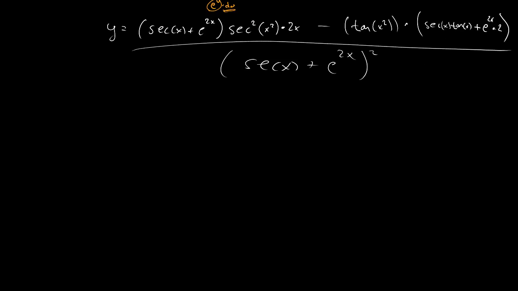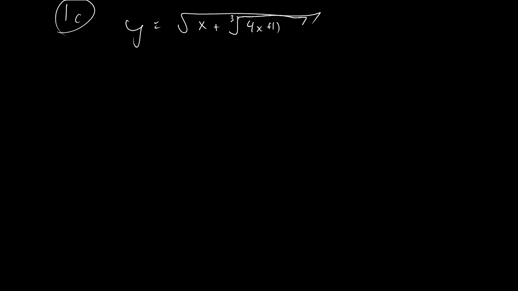So let's move on to 2c. Alright, so I'm going to rewrite my equation. Originally it's x plus the cube root of 4x plus 1 squared. Ooh, this is a doozy. So I'm going to have x plus (4x plus 1) to the 2/3, all to the 1/2. All I did was just rearrange.